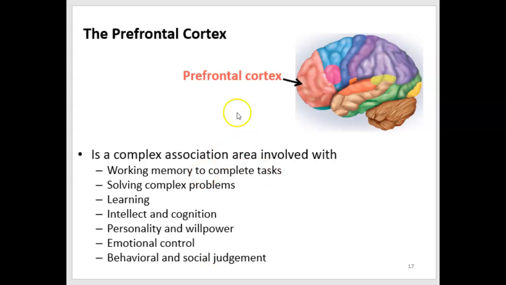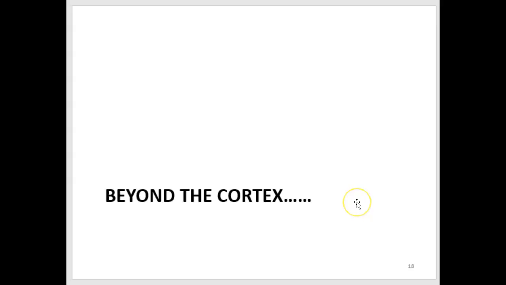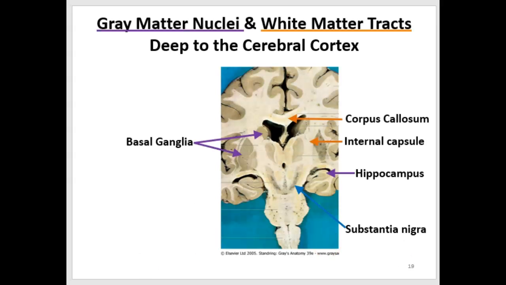So prefrontal cortex does quite a bit. All right, let's move beyond the cortex and go deeper into the cerebrum now. And deep to the cerebral cortex, there's both gray matter and white matter. We call the white matter tracts.